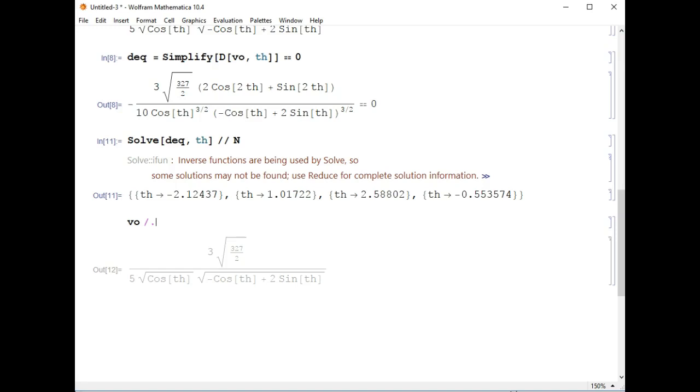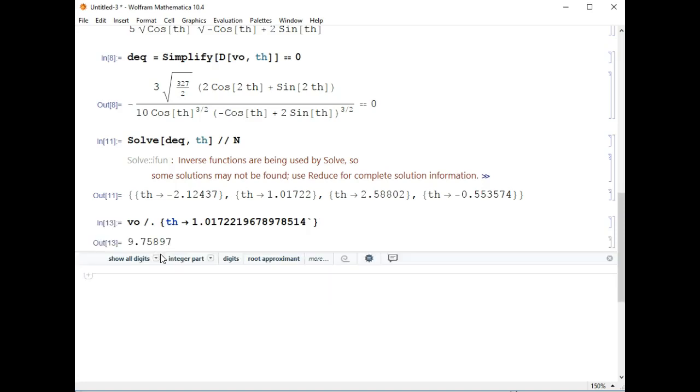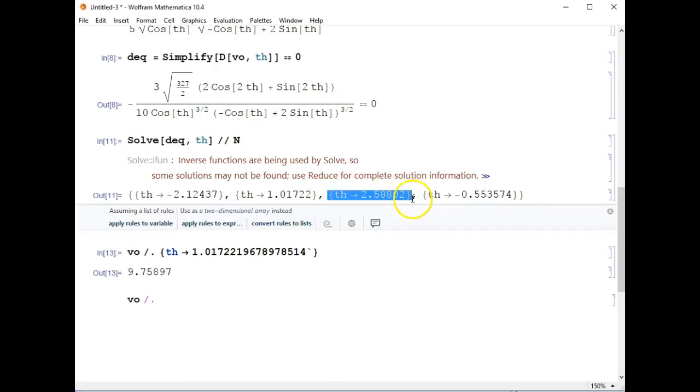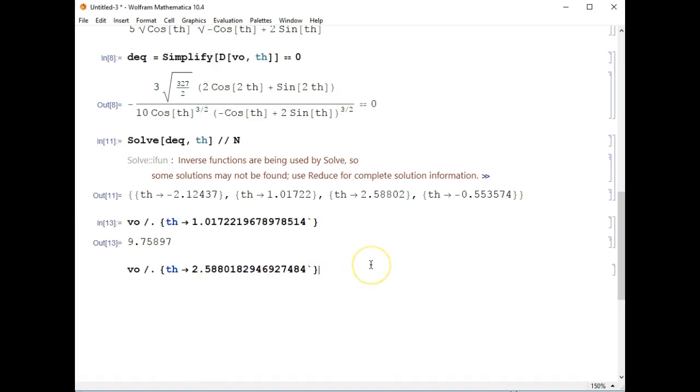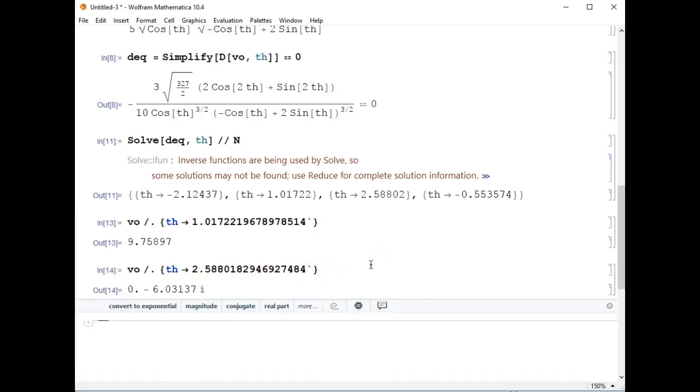You type VO divide and period, and then we'll paste it in, and we'll see what the number is: 9.75. Okay, let's also do that for the second number, this guy right here. Like I said, you don't really need that curly brace, whatever you happen to get, and execute that one. Oh, the second guy is completely imaginary. That's obviously not the right one. So this is the one you want.